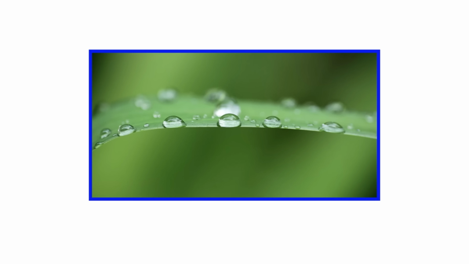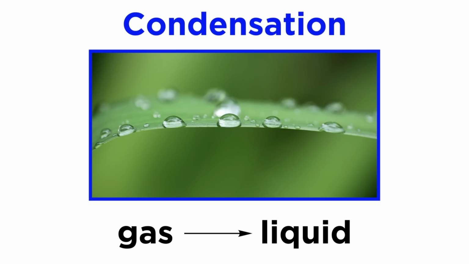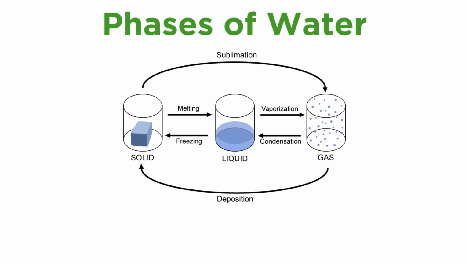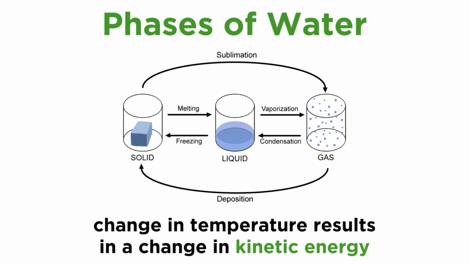Take water, for example. When water vapor in the atmosphere cools, it will condense, which we might see in the form of dew on a leaf. This is because as they cool, the molecules travel more slowly, which makes it more feasible for them to attract one another through intermolecular forces and begin to stick together. Water will boil, freeze, and melt for similar reasons. The change in temperature results in a change in kinetic energy, which makes the molecules either stick together more efficiently or less efficiently.